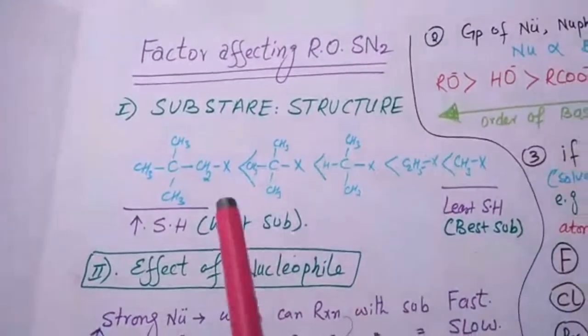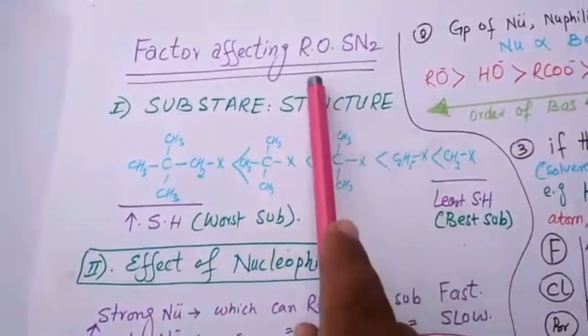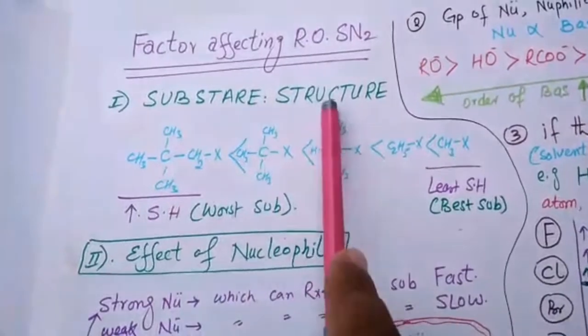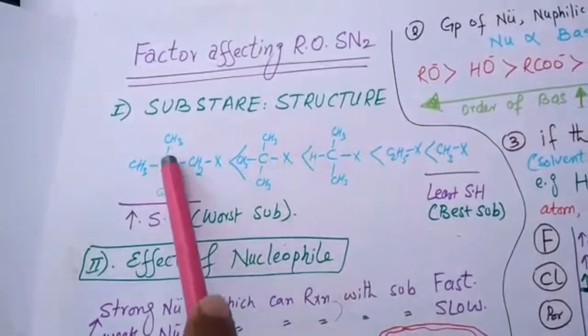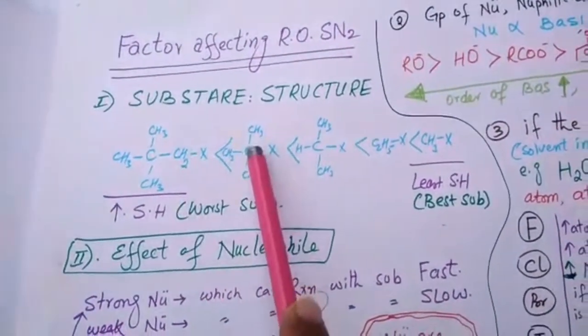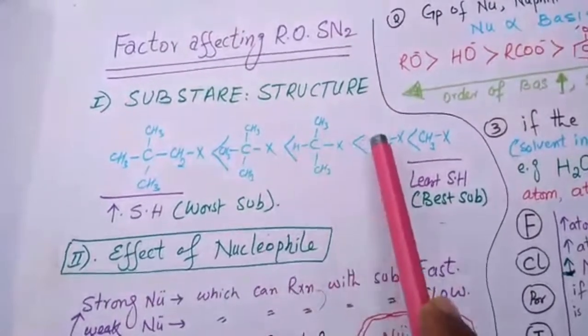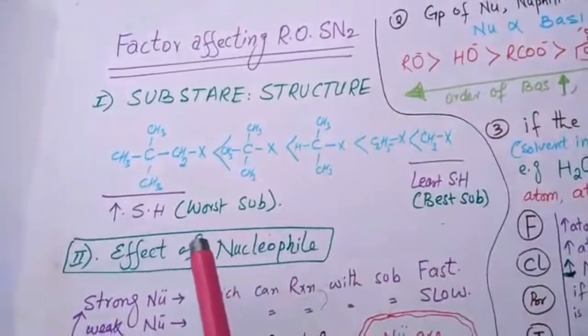Factors affecting SN2 reactions. Number one, substrate structure. This is the new alkyl halide: tertiary alkyl halide, secondary, primary, and methyl.